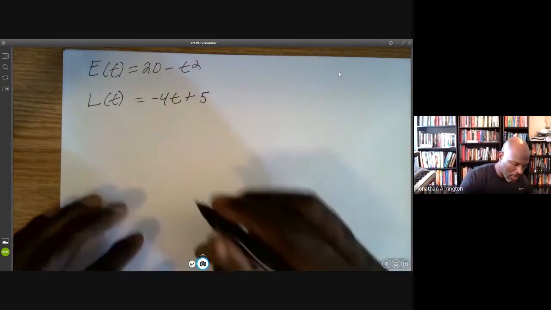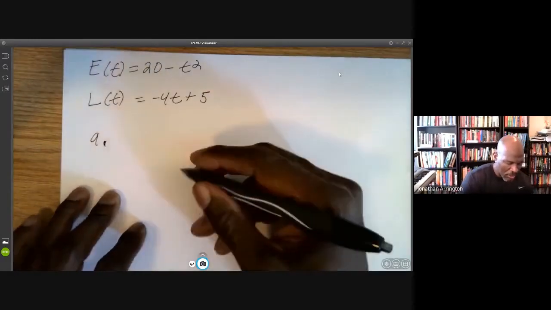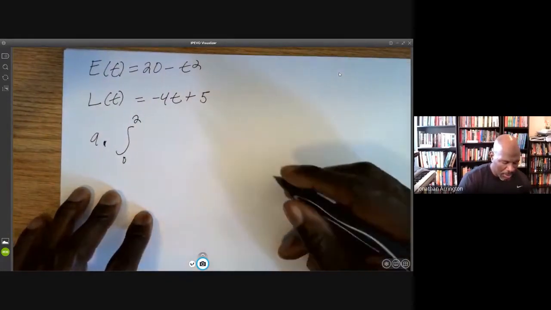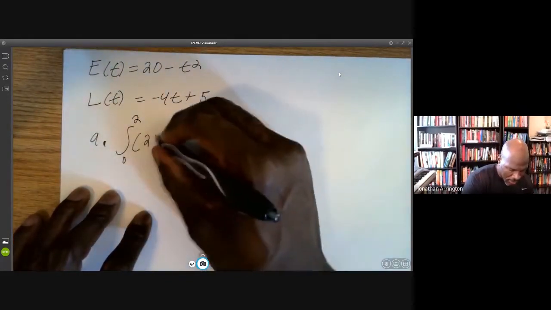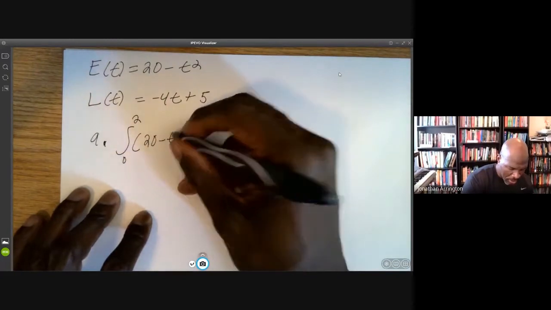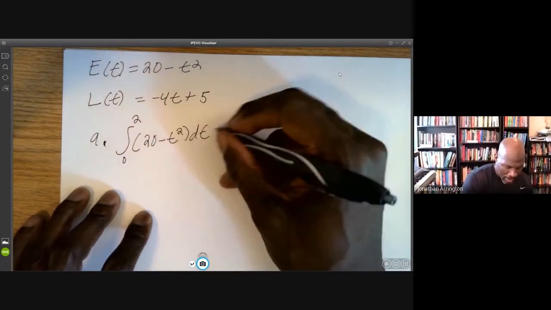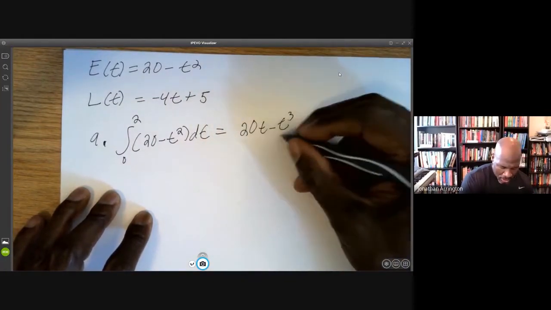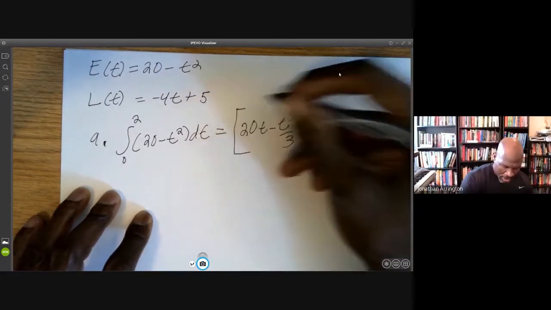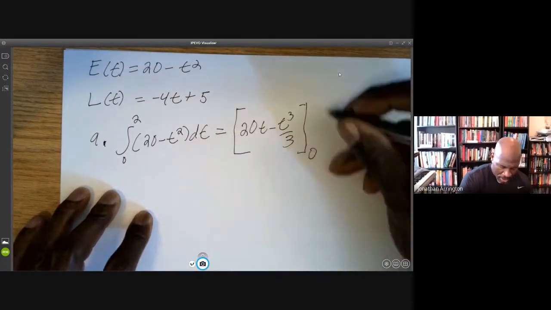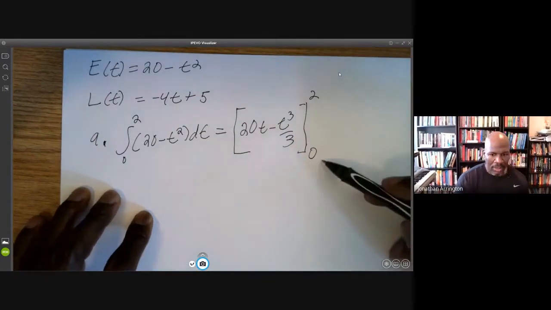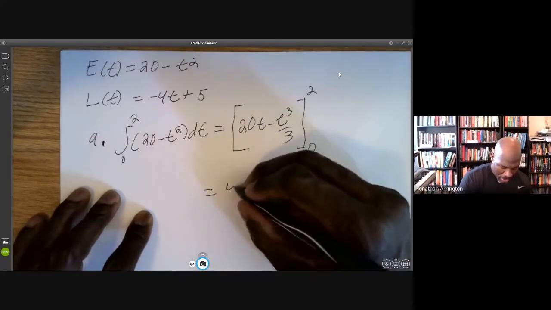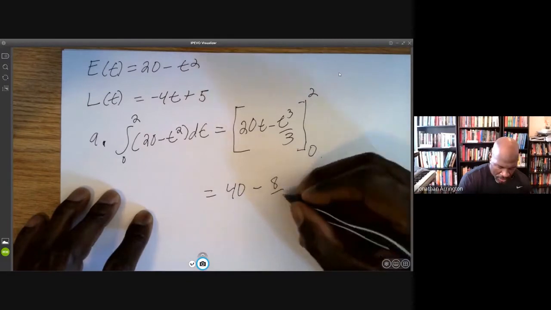So again, part A wants me to find the number of people that entered Walmart from time t equals 0 to t equals 2. So I'm going to integrate E of t from 0 to 2. E of t is 20 minus t squared dt. And so that's going to be 20t minus t cubed over 3, evaluated from 0 to 2. Plugging in 0 for t would just give me 0, so I really just need to plug in 2. And that would be 40 minus 8 over 3.